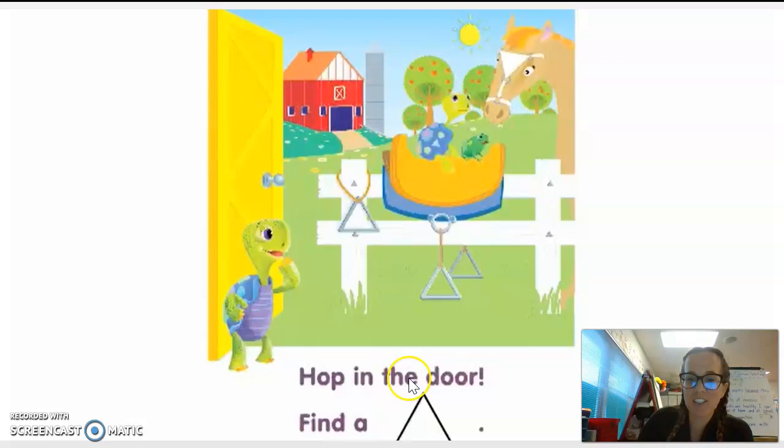Okay, boys and girls, what shape is this? This one only has 3 sides. Good, it's a triangle. Oh, I see triangles here next to the saddle.